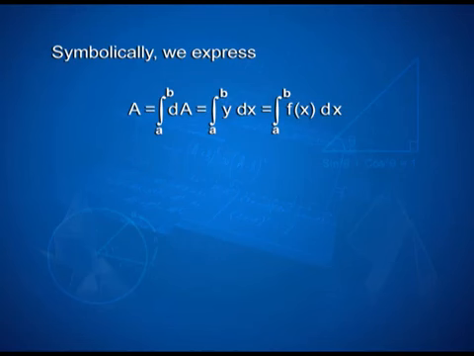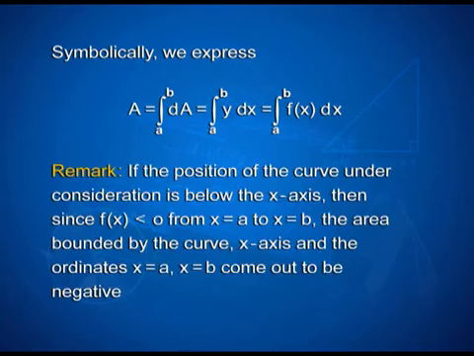Now, a remark here: if the position of the curve under the coordinates is below the x axis, then since f(x) is less than 0 from x = a to x = b, the area bounded by the curve, x axis and the ordinates x = a, x = b comes out to be negative.